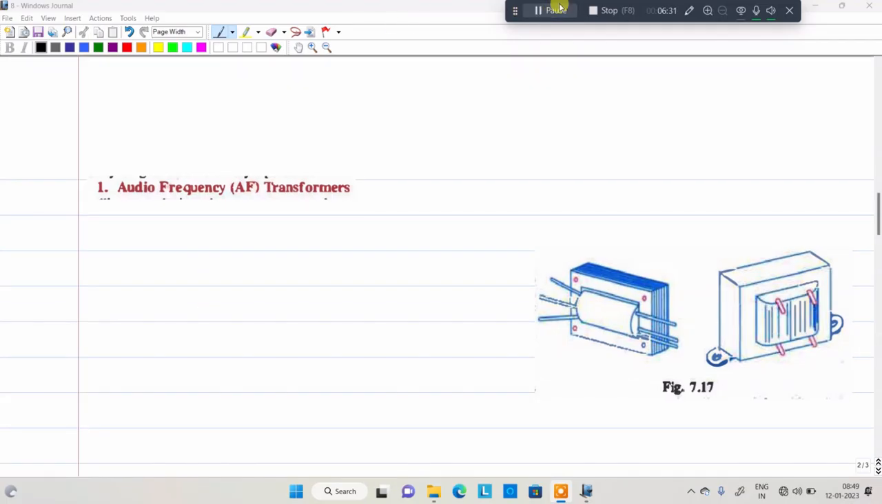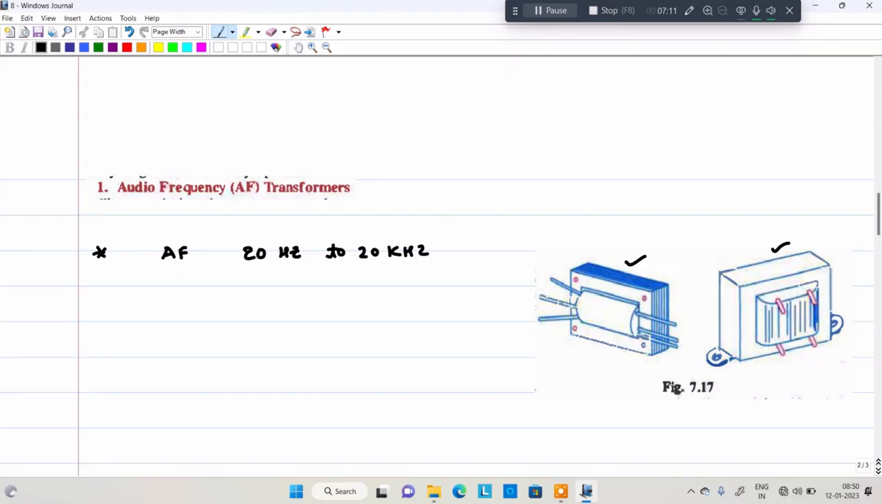Audio frequency transformers. Look here, in some tape recorders or radios from olden days, when you open them, you will see this type of transformer. So what exactly is an audio frequency transformer? What points do you need to remember from the examination point of view? This transformer operates on audio frequencies. The audio frequency range is 20 hertz to 20 kilohertz.